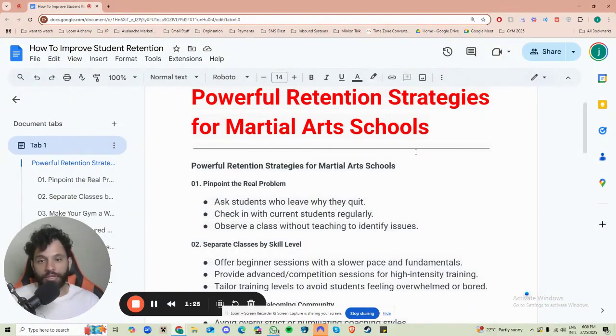So the second thing is we need to check in with current students regularly. This is not waiting until the students are on their way out, but preemptively asking them if there are any issues that they need addressed. So this is essentially preventing the problem from happening instead of having a solution to the problem.